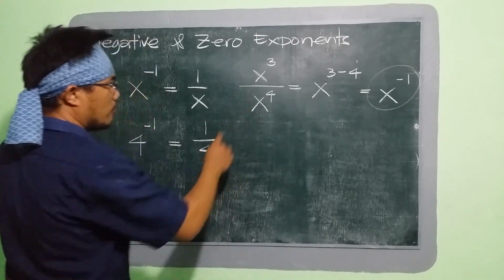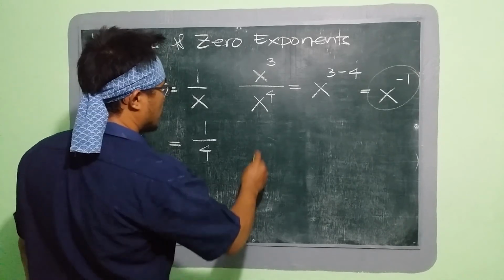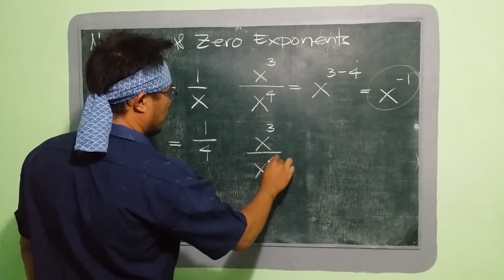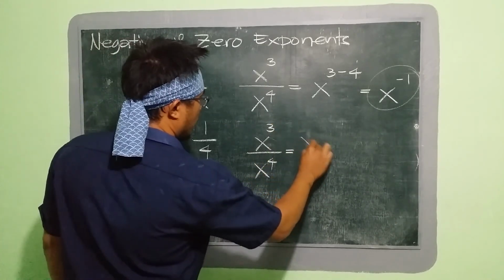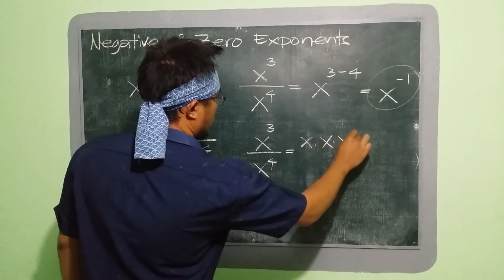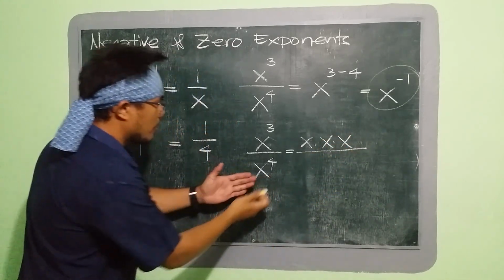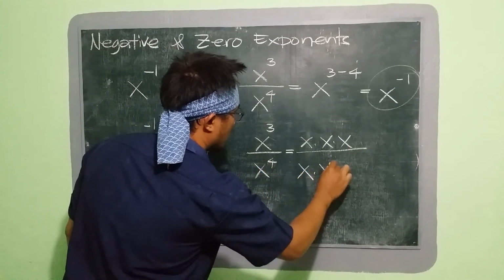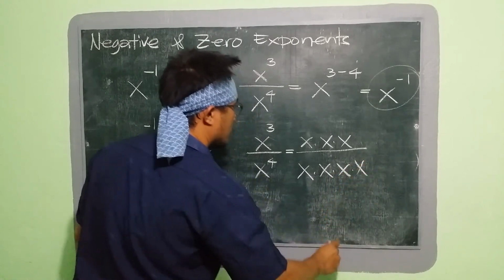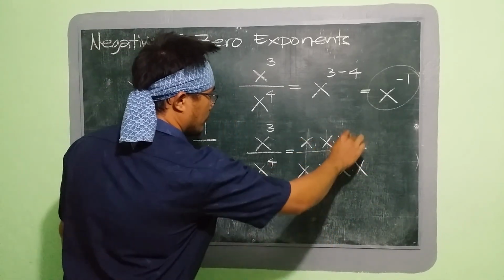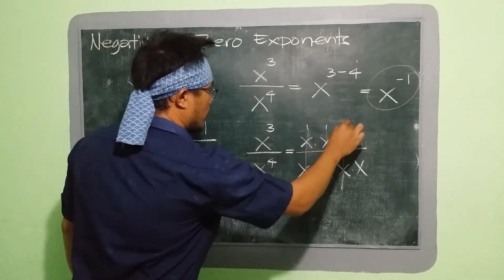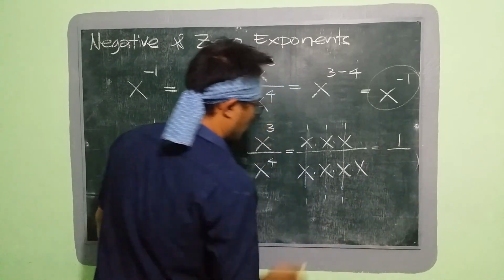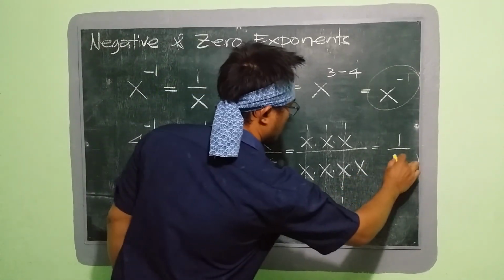We're going to solve this one by means of prime factorization or factoring. So we have x cubed over x to the 4, which is equivalent to x times x times x divided by x times x times x times x. Then we cancel out all the x's. So that's 1, 1, 1. So 1 times 1 times 1 is equivalent to 1. Now we have 1 times 1 times 1 is 1, over x, that is 1 over x.